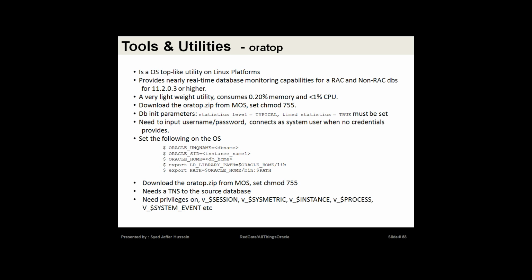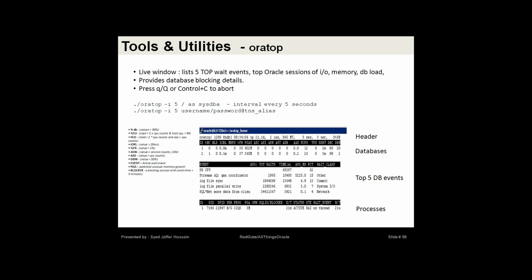So when you Google OraTap, you will get more information on how to configure it and how to read it. In the next slide, I will give you a screenshot of how you can monitor this. Let's imagine that it lists a live window. This shows you the interval level, like OraTap -i to define the interval, and then you connect as sysdba in the first example. So the statistics get refreshed every 5 seconds.